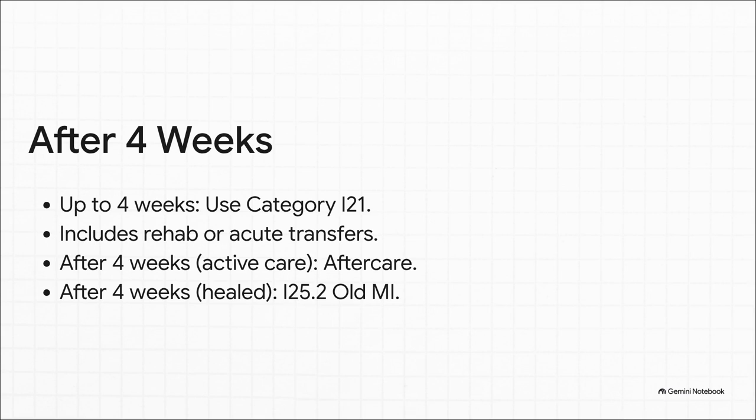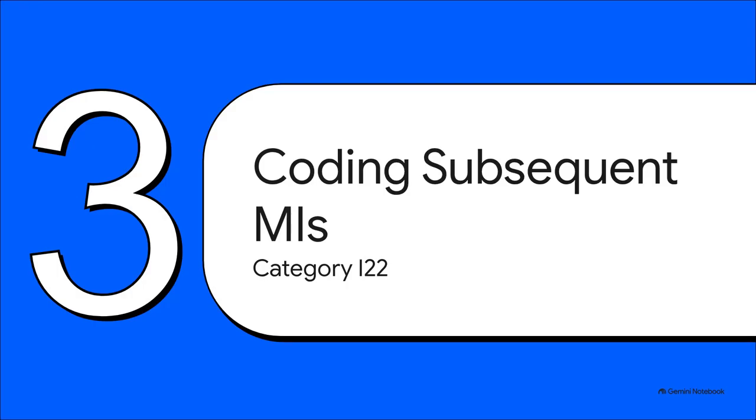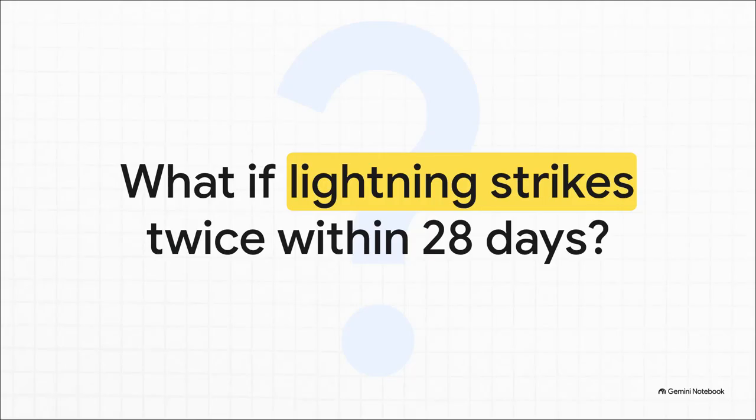You only pull out I25.2 for an old, completely healed myocardial infarction that requires absolutely no further active care. Let's move on and see how this builds when we run into a major complication, a second heart attack. What if lightning strikes twice within that initial 28-day acute window? It happens, and when a patient who just suffered an AMI has a new subsequent acute MI within that exact same 4-week time frame, the coding dynamics completely shift.